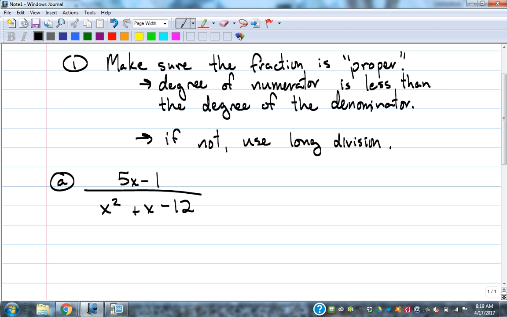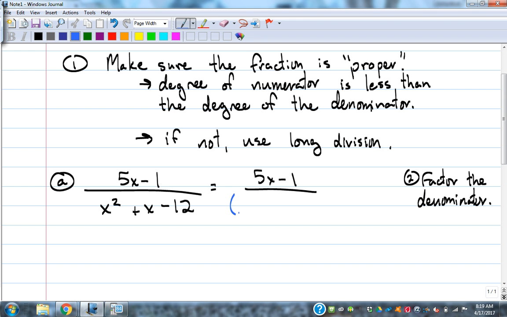All right. Now, the first thing you want to do after you've done that is factor. So number 2 would be factor the denominator. And we start off with a pretty easy one here, because that's a trinomial. That's pretty easy to factor into x plus 4, x minus 3. Okay, so first step, make sure it's proper. Second step, factor the denominator completely, as far as you can.